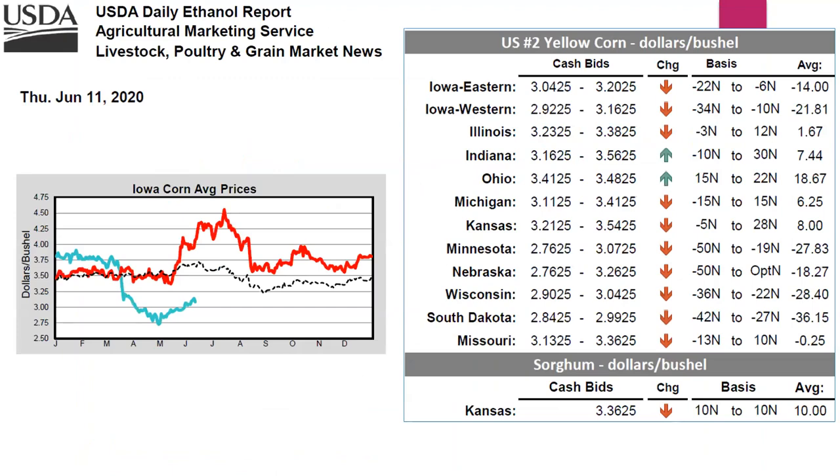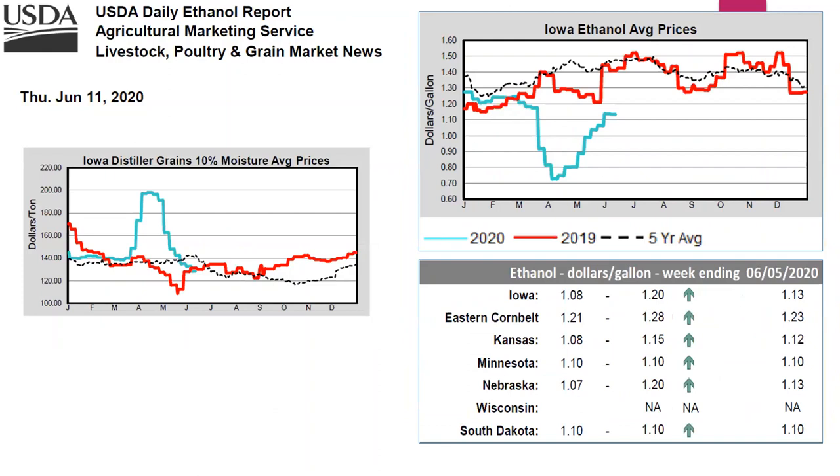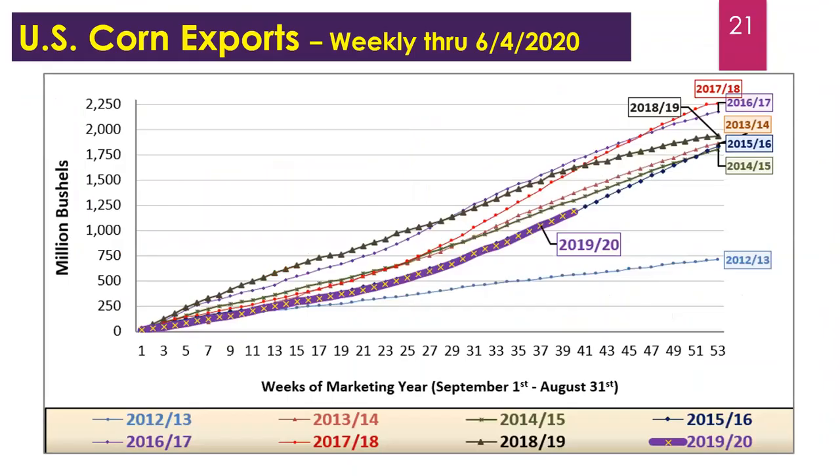And you can see here one gauge of health in the ethanol market is how much they're bidding for corn. In Kansas and other places, if you look at basis bids on the top end side, they're pretty positive. So things aren't dead in the water on the ethanol side. They're still trying to buy corn and still being aggressive. And you can see ethanol prices, from where they dropped to 70 cents a gallon in Iowa, have come back now to a little over a dollar, not up to where they were, but basically a welcome recovery.